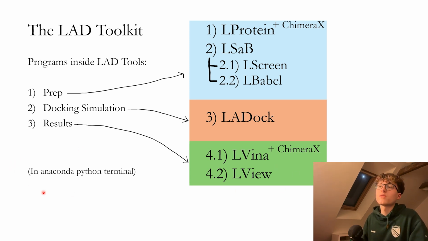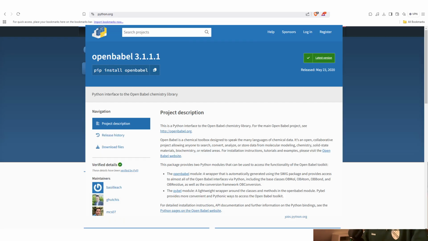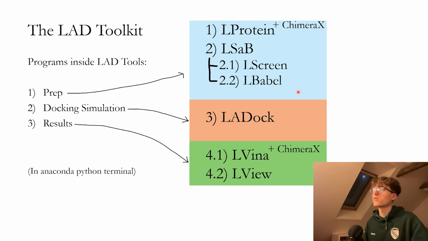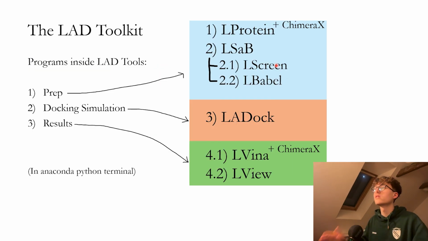I'll need to mention that all of this runs within the Anaconda Python terminal. And I say this because the Anaconda Python terminal is by far the most reliable way to run the LAD toolkit, specifically because of LBabel, because LBabel is utilizing the OpenBabel extension for Python, and installing that into your normal Python that you download from the official website of Python is full of errors. I could barely get it to work. So when using Anaconda, it ran smoothly. Maybe it's just my thing, but I highly recommend Anaconda. It's more optimized in general.